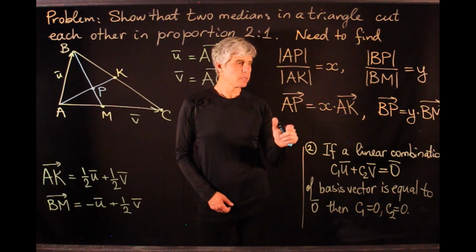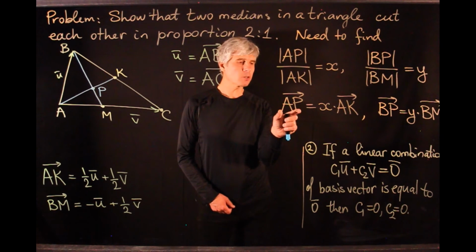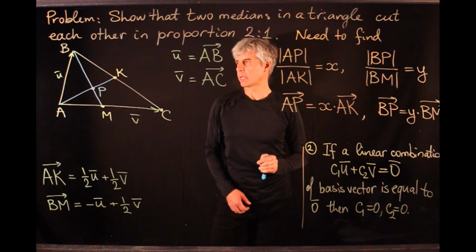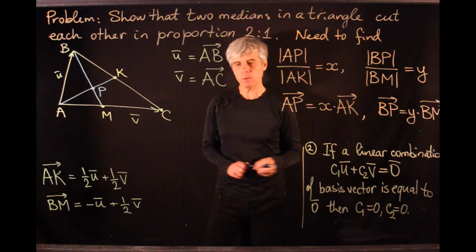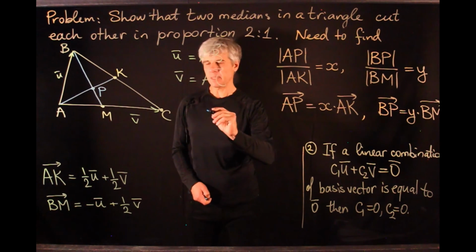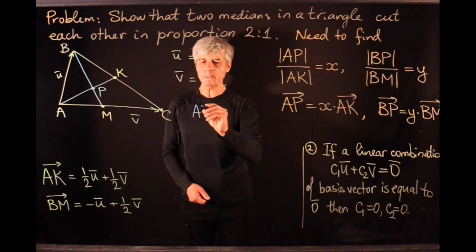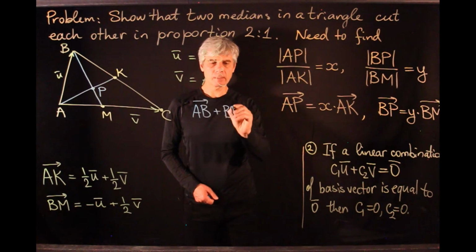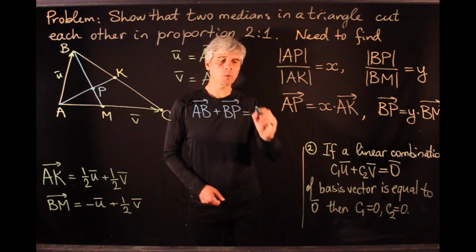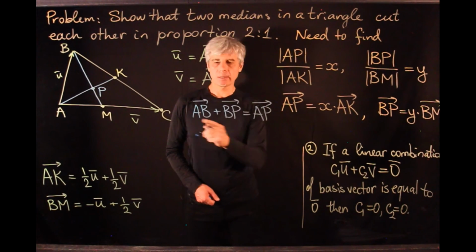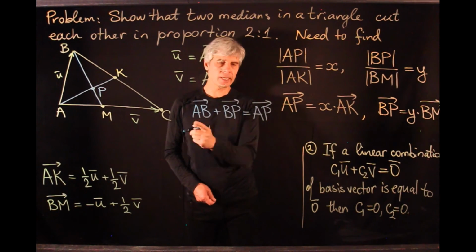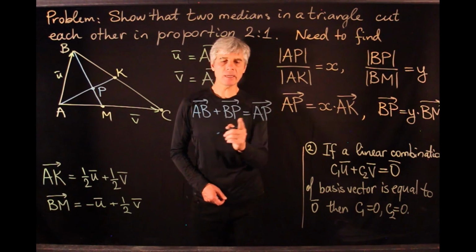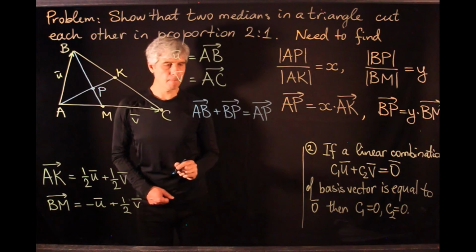The next step is to relate vectors AP and BP through the head-to-tail rule. So how can we do this? Well, one way of doing this is like this. We can write that AB plus BP is equal to AP. Right? This is just the head-to-tail rule, but it involves both vectors AP and BP.